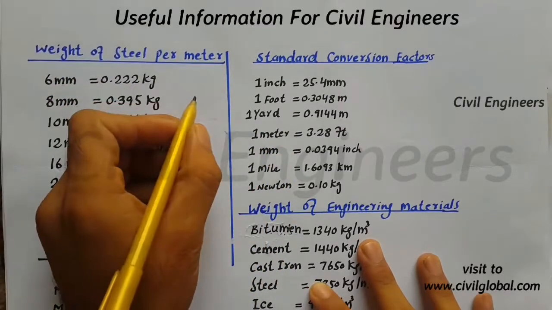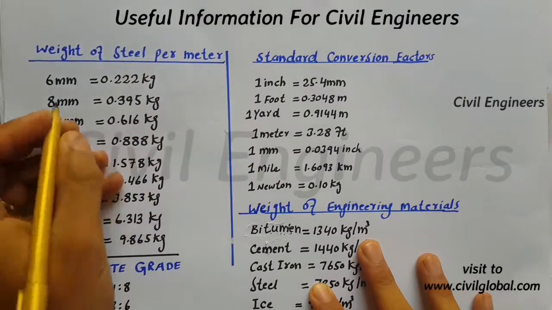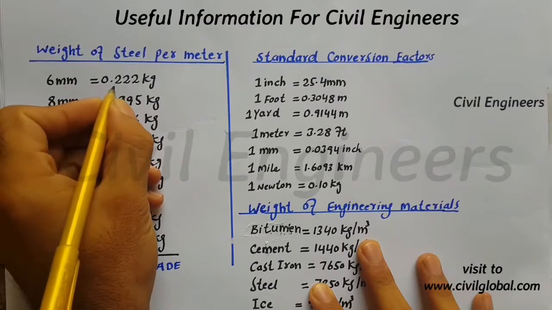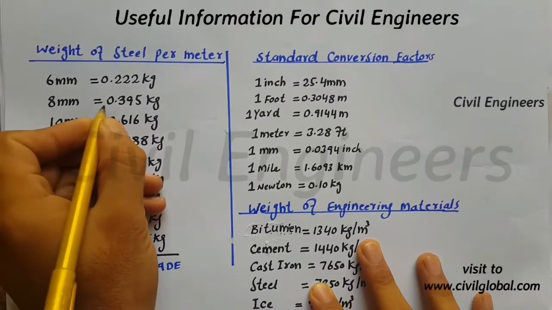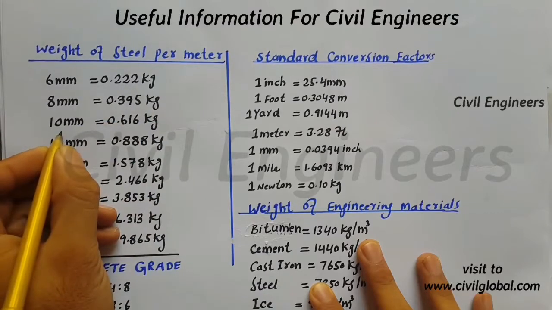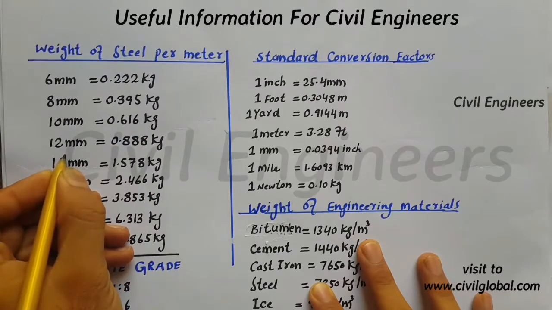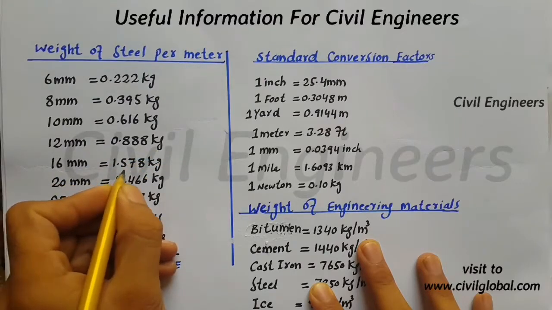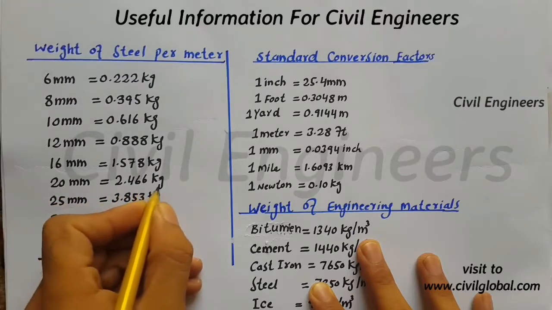So in useful information we have the first one, that is weight of steel per meter. For 6 millimeter the weight is 0.22 kg. For 8 mm dia of steel the weight is 0.395 kg. For the 10 millimeter unit weight is 0.616 kg. For the 12 millimeter unit weight is 0.888 kg. 16 millimeter 1.578 kg. For the 20 millimeter dia 2.466 kg.